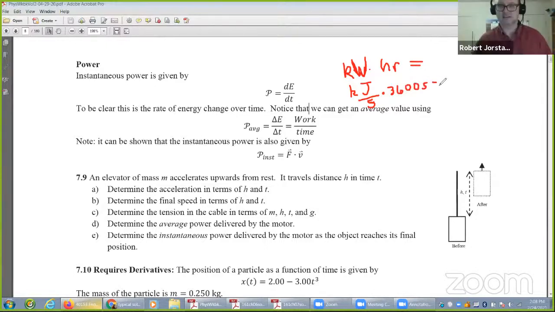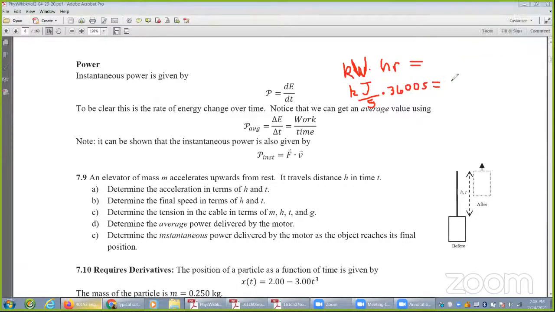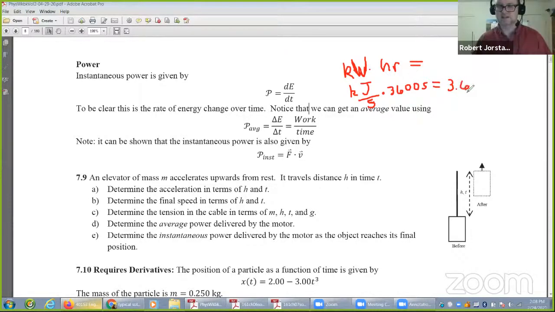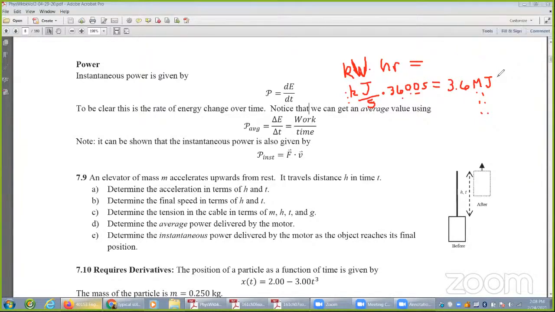So what are they selling you? Just joules. Yeah, it's about 3.6 megajoules. Do you agree? Because there's 1, 2, 3, 4, 5, 6 from the kilo. So that's where I get 1, 2, 3, 4, 5, 6. So they're selling you, what is joules a unit of?